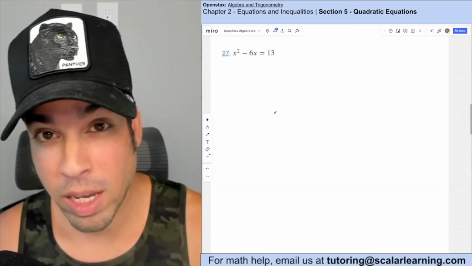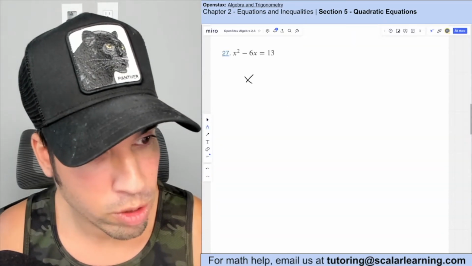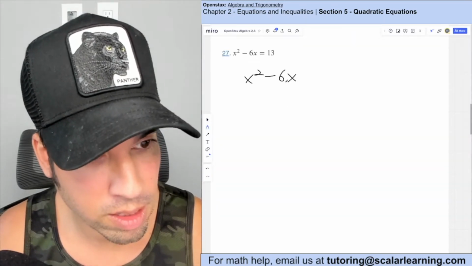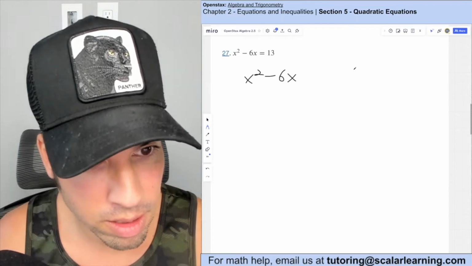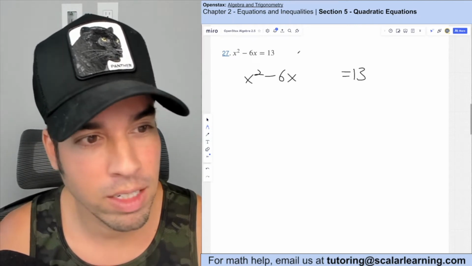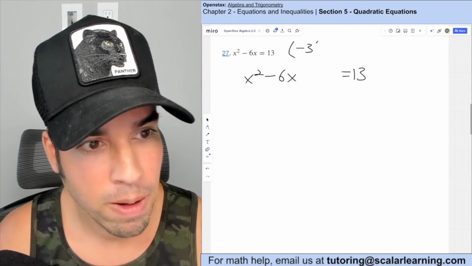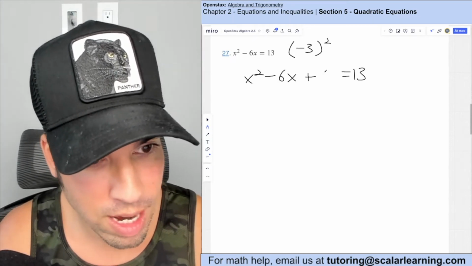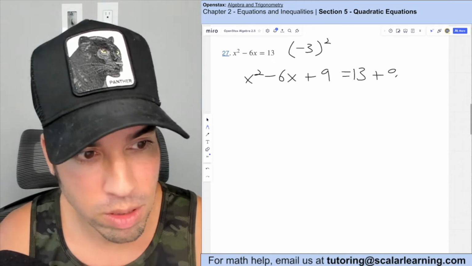Done. So again, we're going to solve by completing the square. So here we have x squared minus 6x. We've already got the constant on this side, which is nice, and which is what we need to start with. Then I'm going to take half of negative 6, which is negative 3, and I'm going to square it, which is 9, and I'm going to add that to both sides.